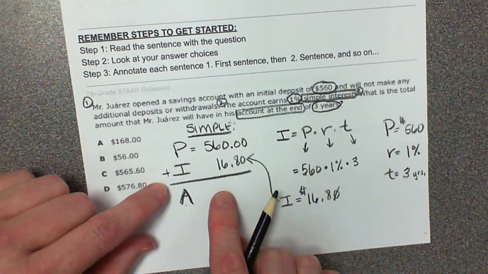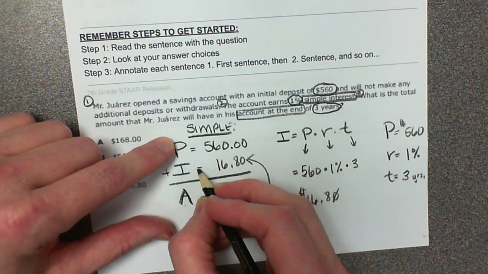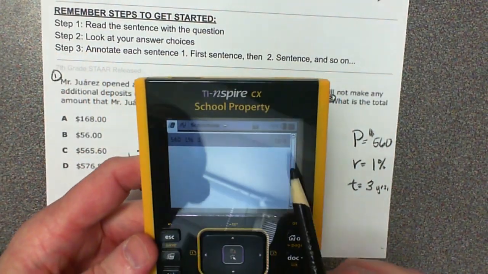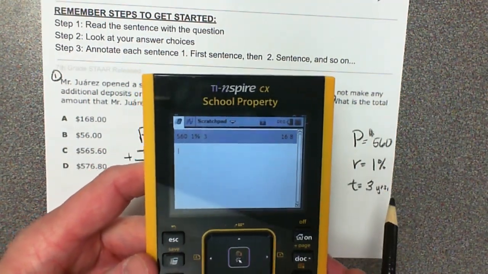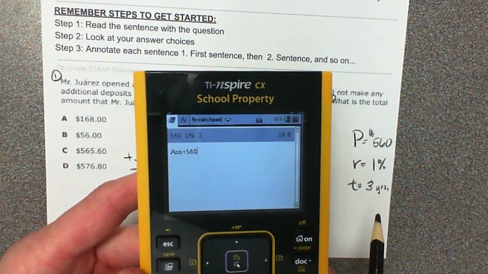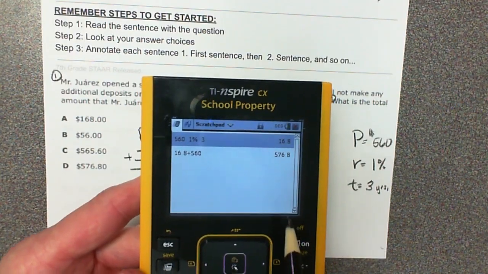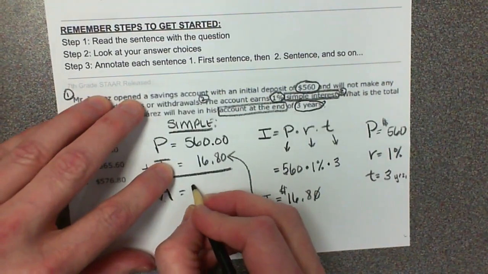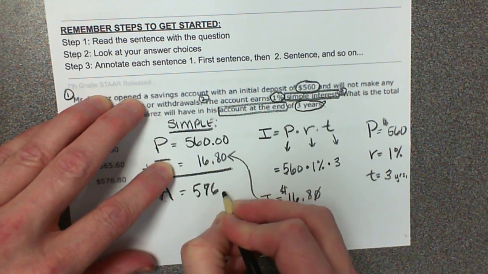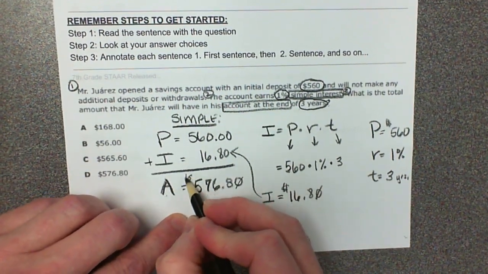And how do we get our overall account balance? We're going to take our original principal amount, add in our interest to get our total account balance. In your calculators, it's already got your interest in there, so you can just hit the add button, plug back in your original account balance, 560, and you're going to see that it gives you a total of 576.8. Let's go ahead and put that 0 in there to make sure.